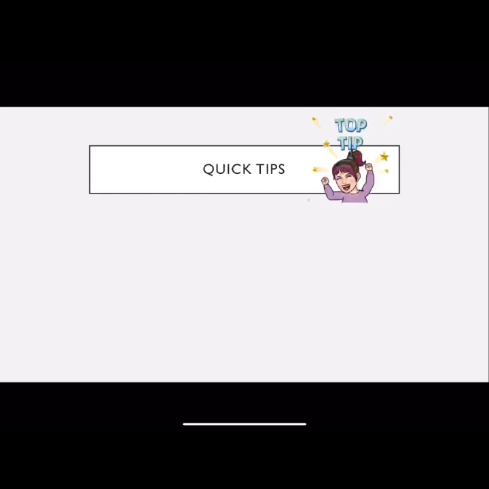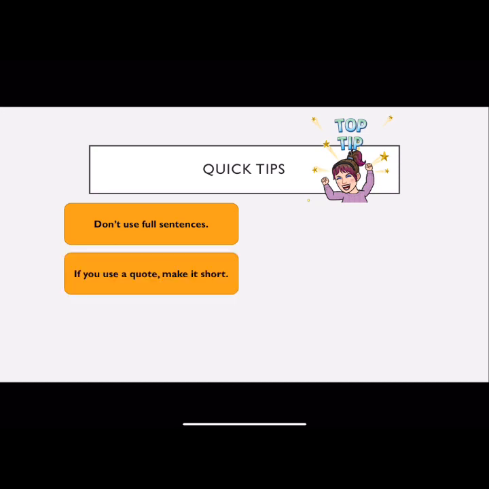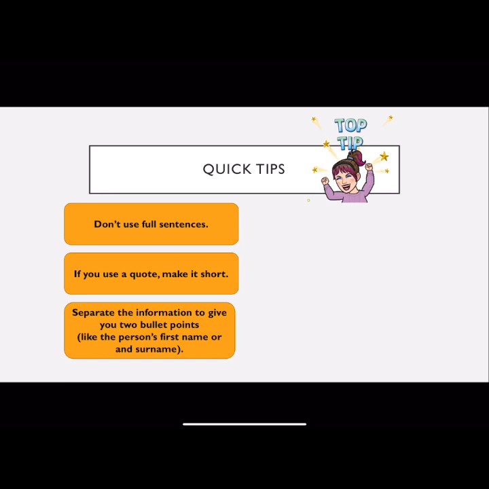Before we go, here are some final quick tips for when you answer this question in the future. Don't use full sentences. It asks you to list, so you do not need to use a full sentence for this. If you use a quote, make it short. The exam board will not give you marks for a long quotation, so be selective. Separate the information to give 2 separate bullet points. For example, give the person's first name in 1 bullet point and their surname in another.